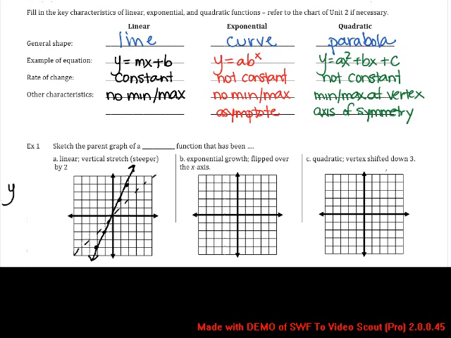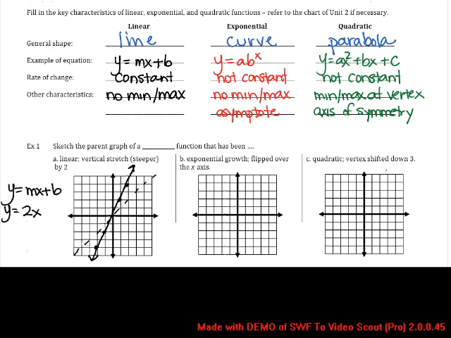Recall that linear functions have the equation y equals mx plus b. And since this has been stretched by 2, the slope here would be a 2 in front of the x. And you can make the y-intercept be any number that you want it to be.